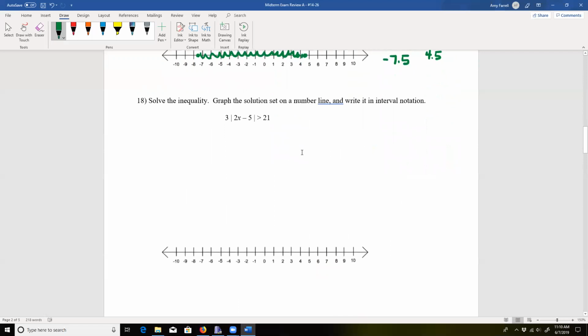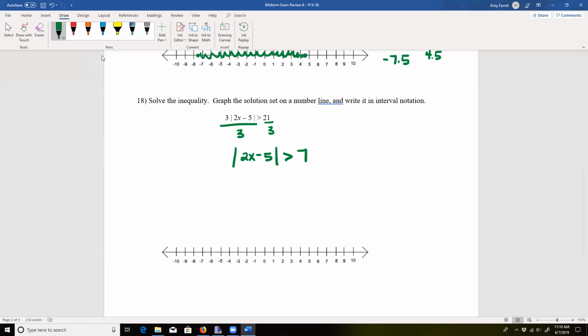18, we have another absolute value inequality. First thing I'm going to do is isolate the bars. We do not want to distribute. Never distribute over absolute value bars. It does work sometimes, but not all the time, so we don't want to get in the habit. So we have the absolute value of 2x minus 5 is greater than 7.